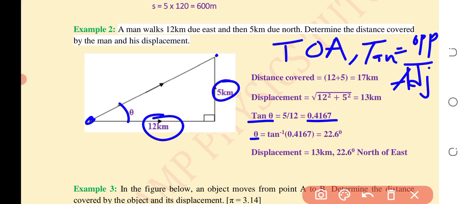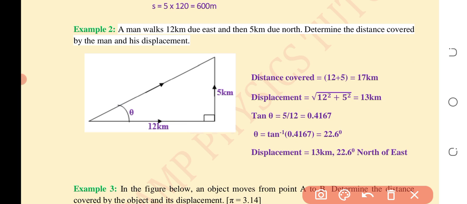From there, we can get the value of our theta by finding the tan inverse of 0.4167, and that will give us 22.6 degrees. And that direction is north of east of the initial position. So that's why we stated that displacement is 13 kilometers, 22.6 degrees north of east. So that is how we state displacement.